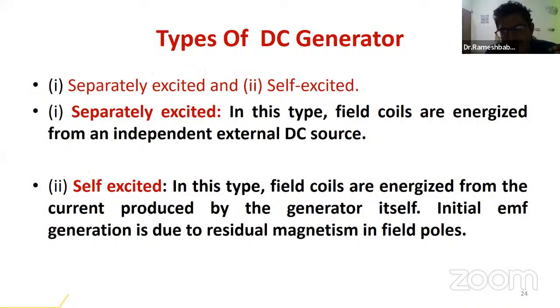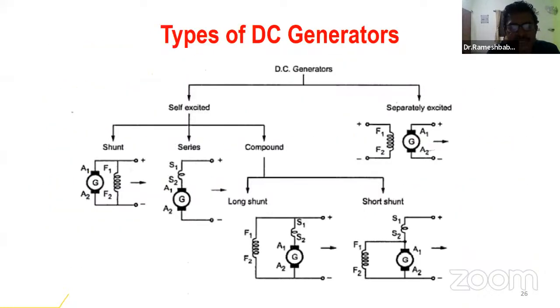Generator construction is discussed, principle of operation is discussed, and now we are going to discuss the types of generator. What are the methods of excitation available? This is a very, very important question actually. There are 2 types of excitation available: separately excited and self-excited. Okay.